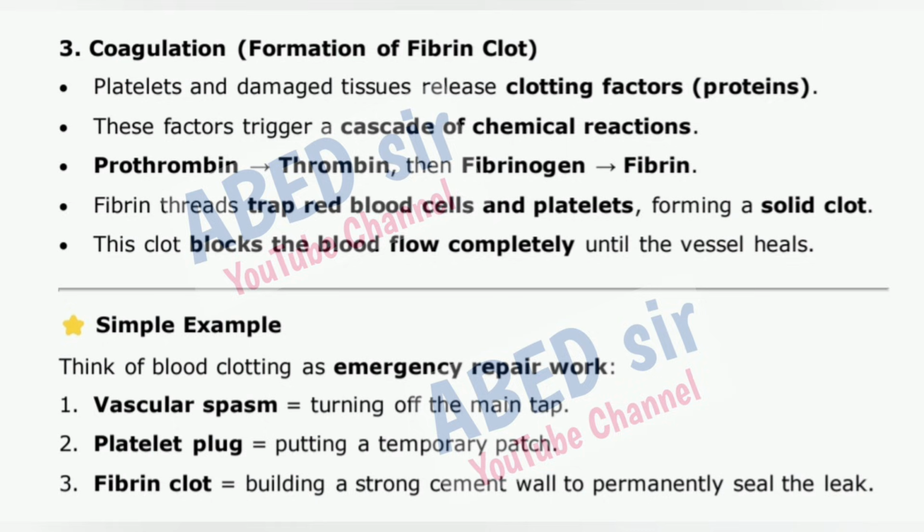Simple example. Think of blood clotting as emergency repair work. 1. Vascular spasm is like turning off the main tap. 2. Platelet plug is like putting a temporary patch. 3. Fibrin clot is like building a strong cement wall to permanently seal the leak.